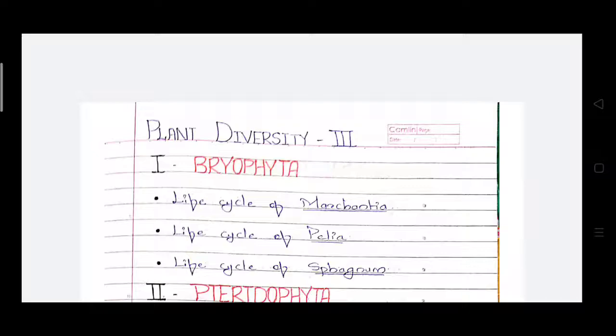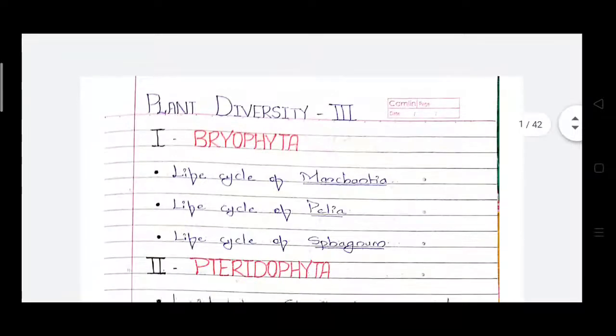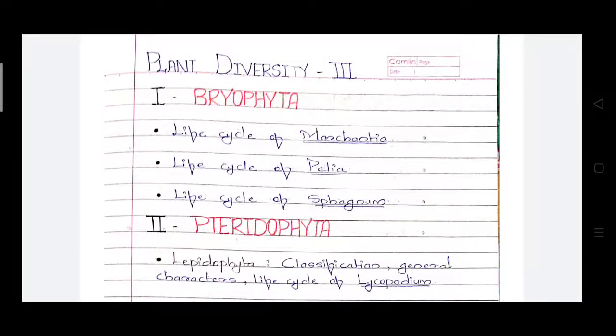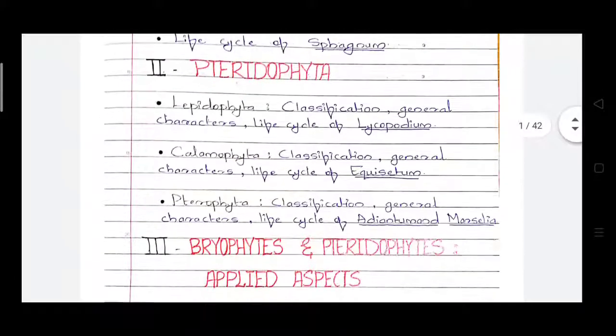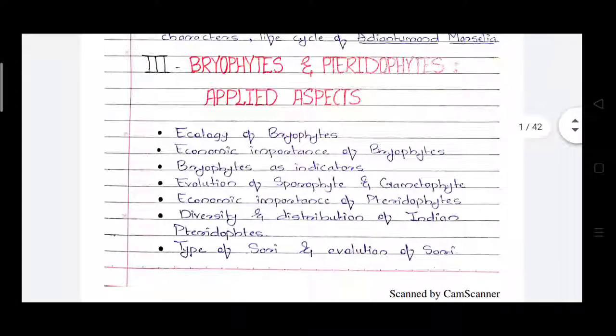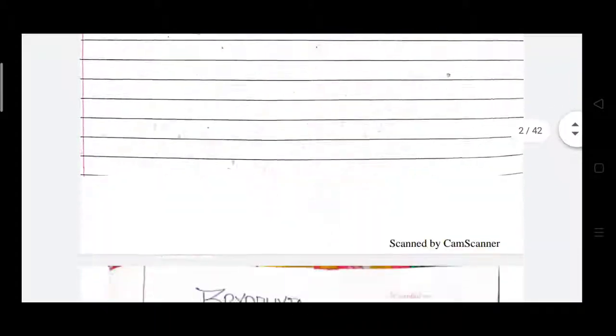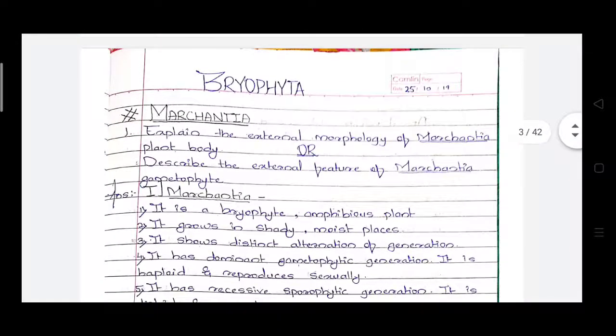So in the first unit, bryophyta, there are three different genera in your syllabus: the study of the life cycle of Marchantia, the life cycle of Riccia, and the life cycle of Sphagnum. So these three genera are covered in unit first, that is bryophyte. I have already discussed the syllabus of paper first. So today we start unit first, bryophyte. In that, the first genus is Marchantia.